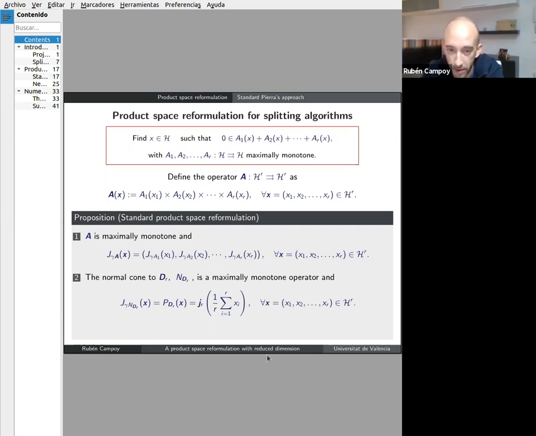The projector to the diagonal is just computing the average of the points and repeating this quantity in all the components. So this J_R here is the canonical embedding. That means that given a point in the original space, we just copy it R times, so we build a point in the diagonal. And the equivalence is that the set of zeros of the sum of the two new operators, the product operator plus the normal cone to the diagonal, can be identified as R copies of the set of zeros of the original monotone inclusion.